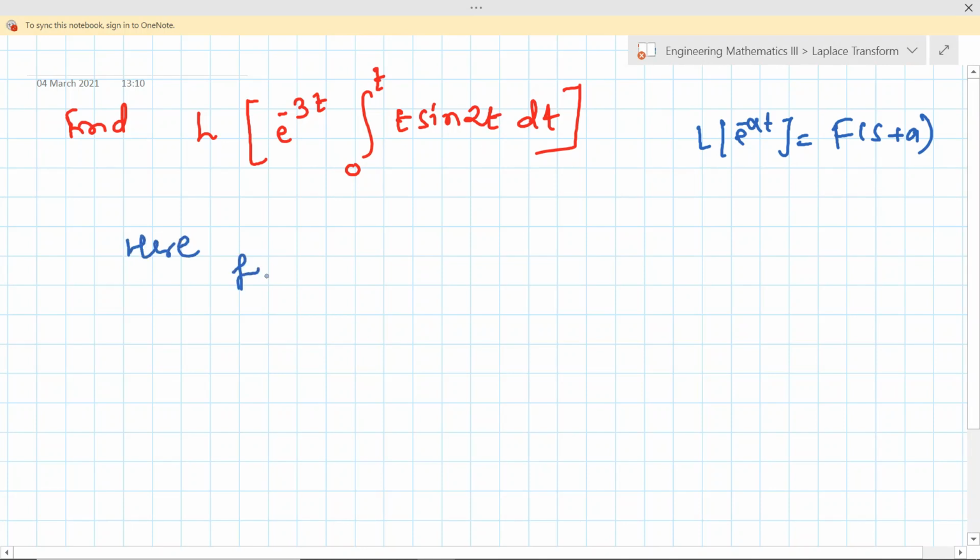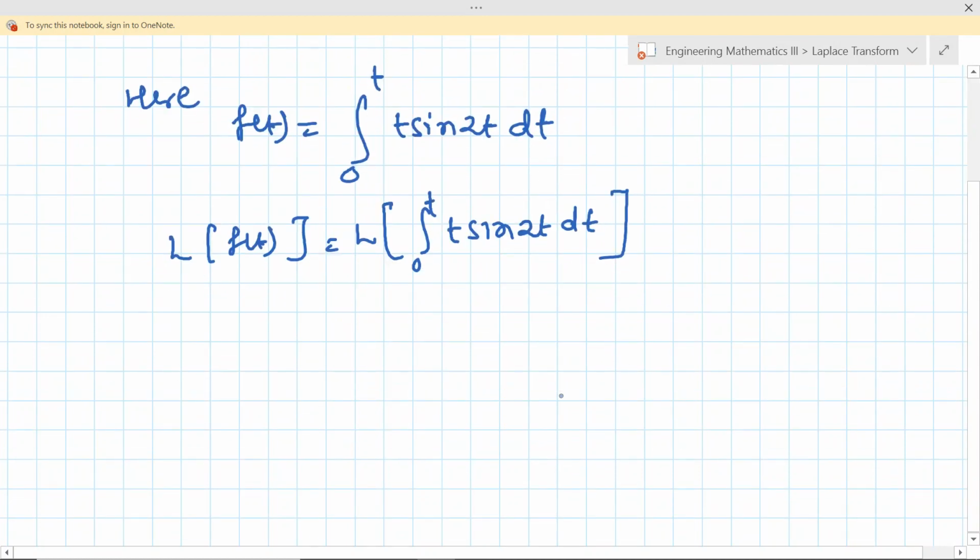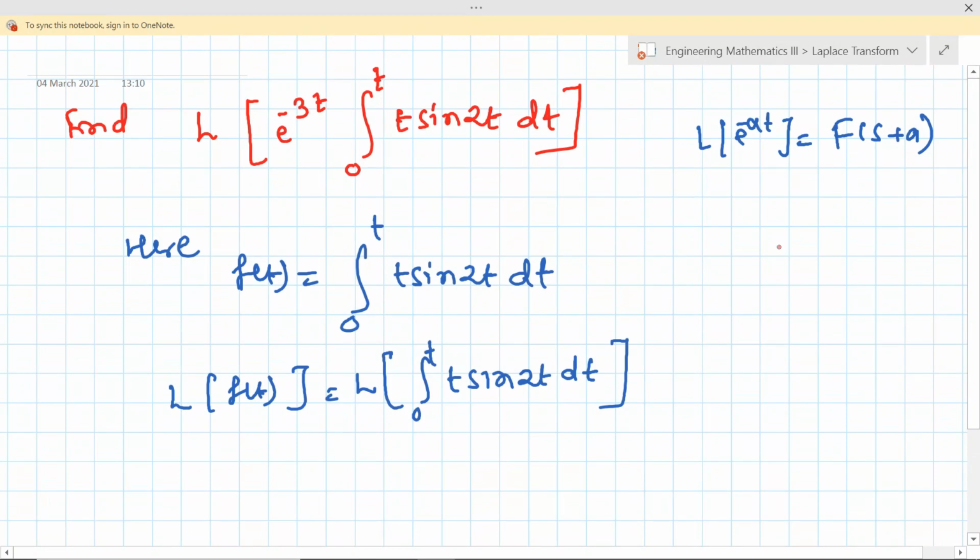So here f of t is nothing but integration 0 to t of t sine of 2t dt. This is my f of t. And if I want the Laplace of this, Laplace of f of t is nothing but Laplace of integration 0 to t of t sine of 2t dt. And what is the Laplace of an integration? Laplace transform of integration 0 to t f of u du is equal to 1 upon s into F of s. Am I right?